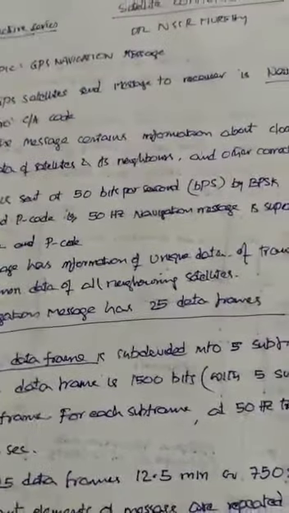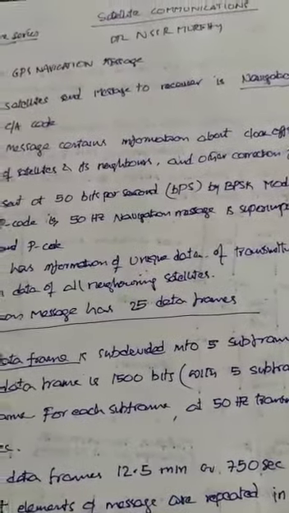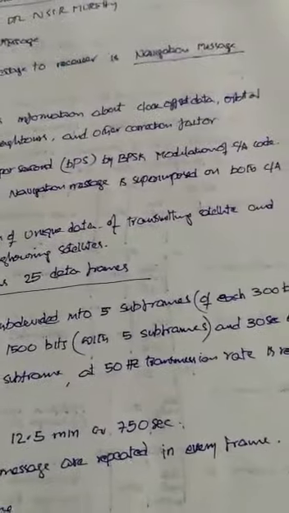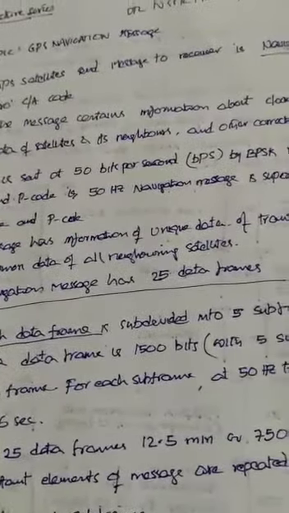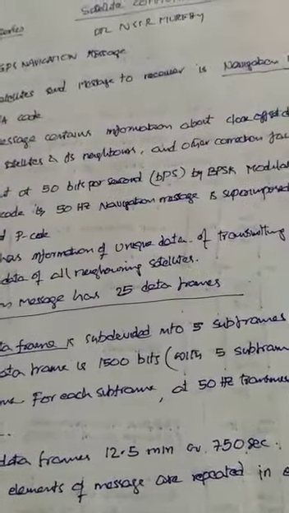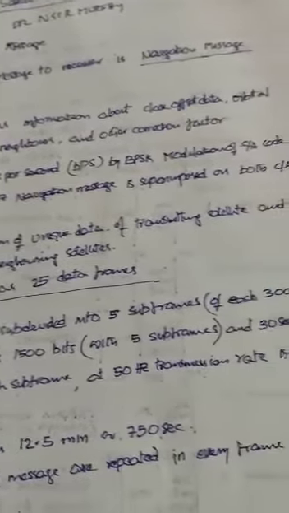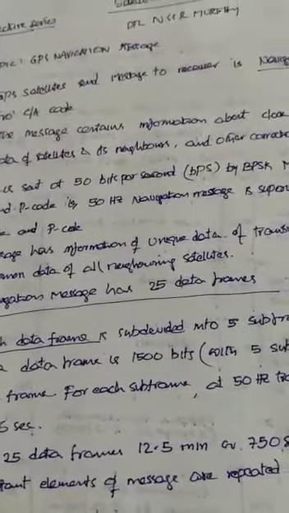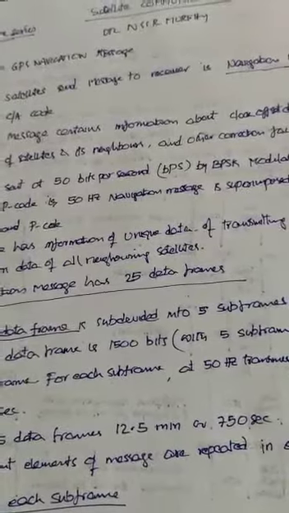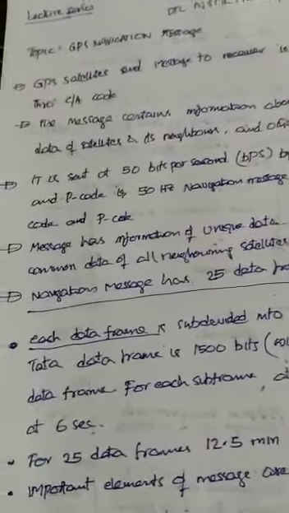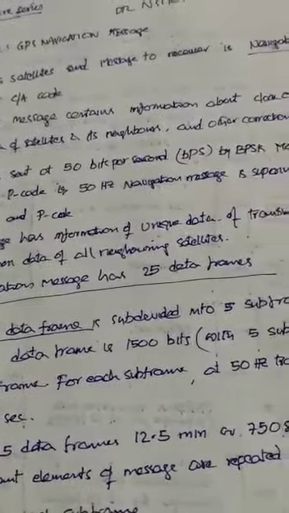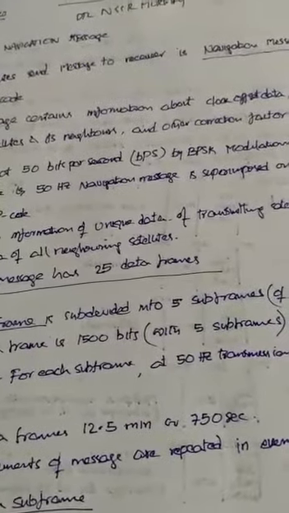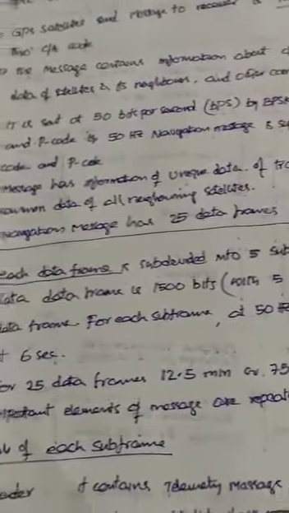sent through a 50 bits per second signal by means of BPSK modulation using the C/A code, as we said earlier, and P code. That is, a 50 Hz navigation message is superimposed on both the C/A code and P code. P code is the precise code, and C/A code is a normal code used by the public, and the message has information of the unique data of the transmitting satellite and also the neighboring satellites.